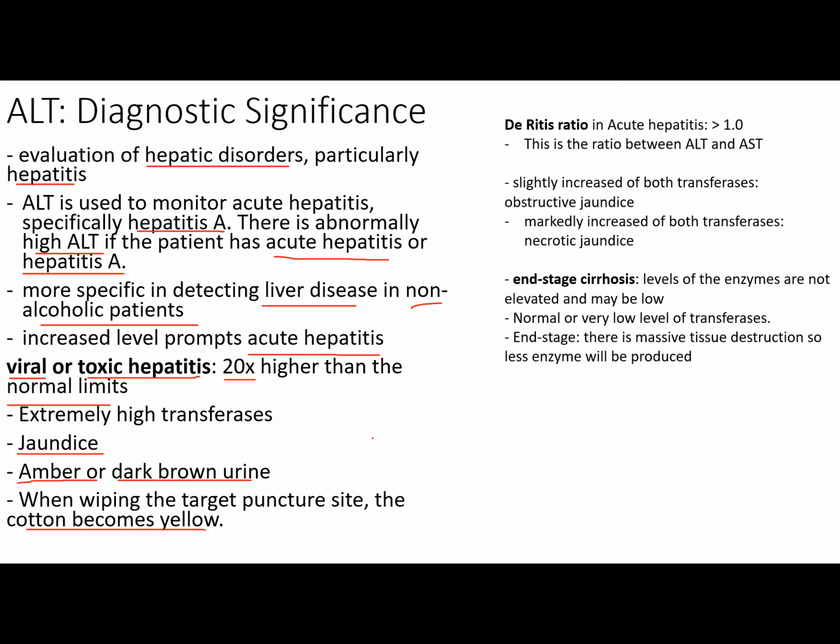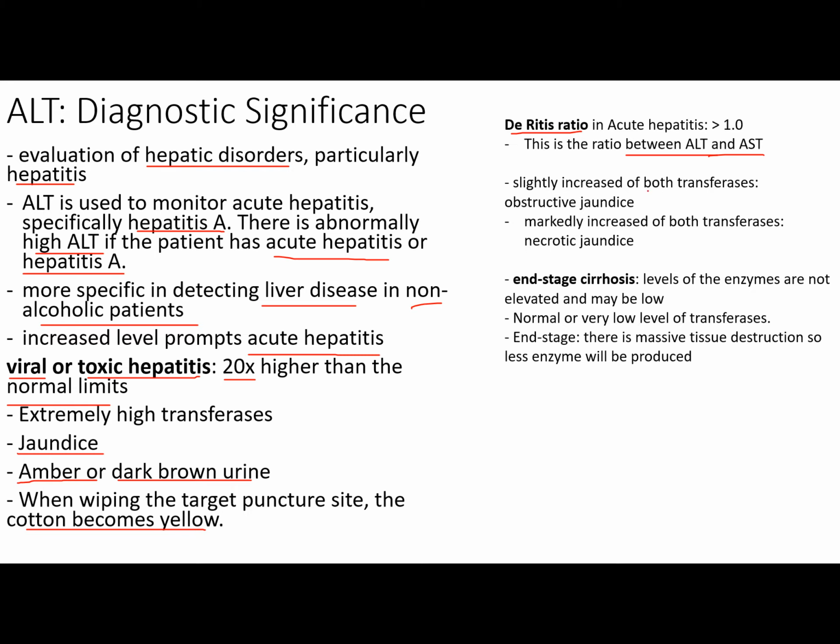Kapag may jaundice sila, when you wipe the puncture site, yellow yun. Now, in ALT, class, we have this so-called De Ritis ratio. Now, the De Ritis ratio is the ratio between ALT and AST. Now, in a patient with acute hepatitis, the ratio is usually greater than 1, meaning, class, mas madami si ALT.